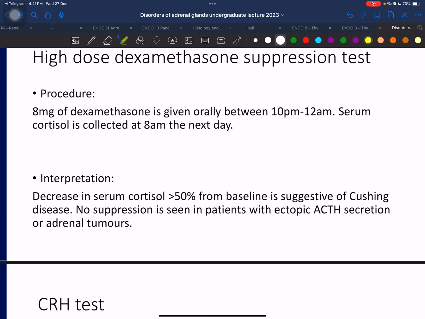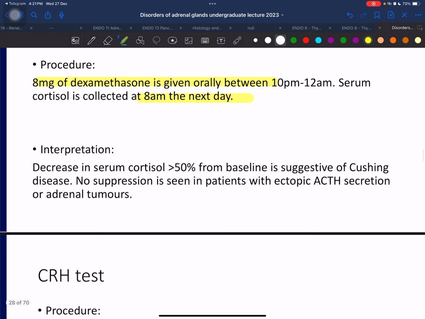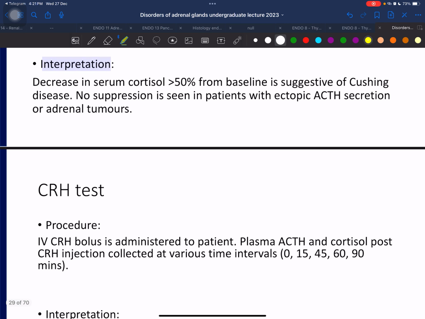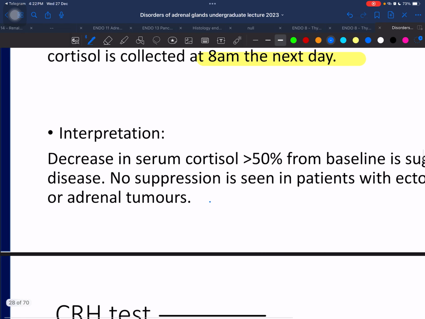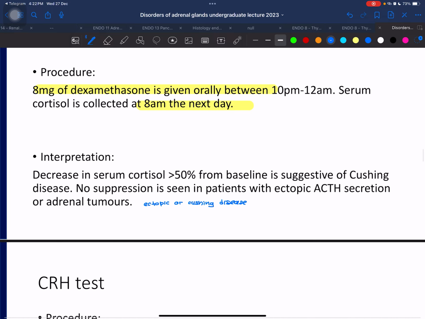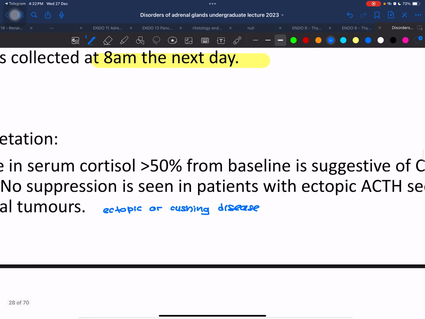Okay, this one basically is done to differentiate patients with ectopic ACTH or Cushing's disease. So in patients with Cushing's disease, once you have given this CRH, you would expect an ACTH increase of more than 50% and cortisol of at least 30% from baseline. Okay? But in patients with ectopic ACTH secretion, there's no increase, because the ectopic tumors are outside of the HPA axis. They are not being disturbed or perturbed by this CRH bolus administration.